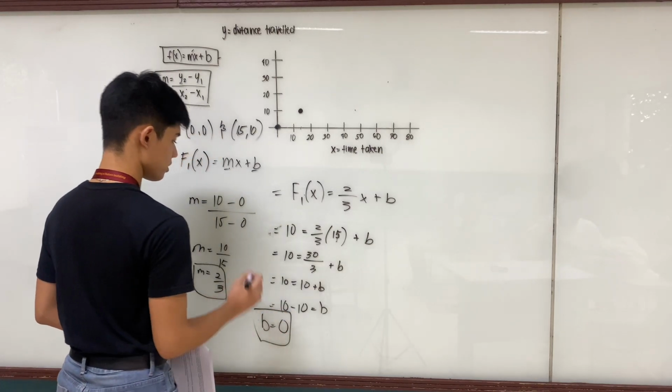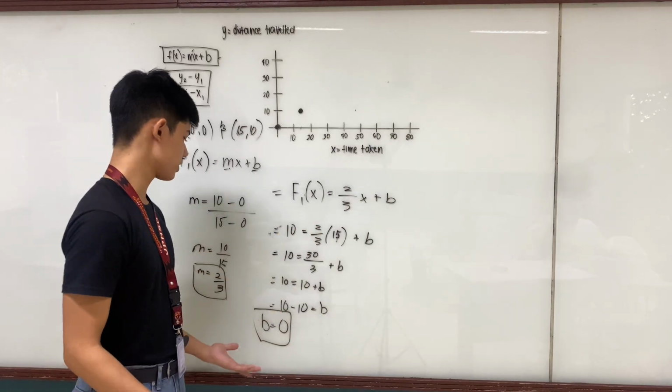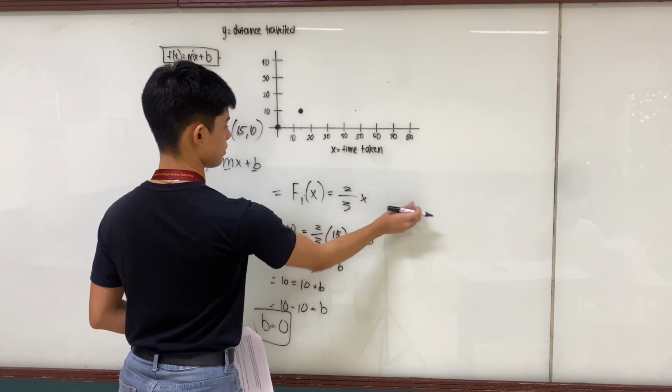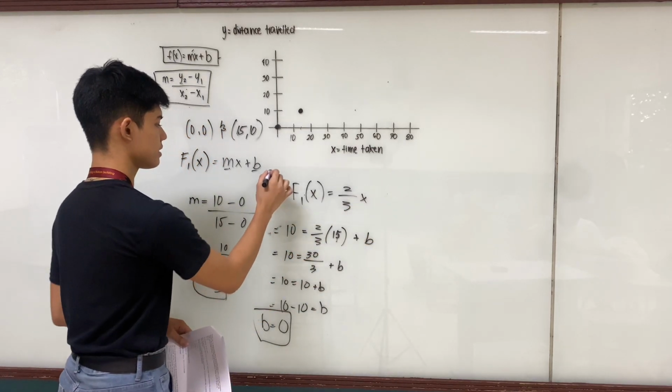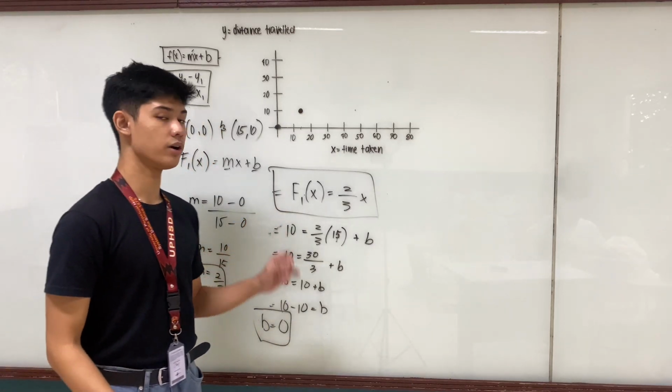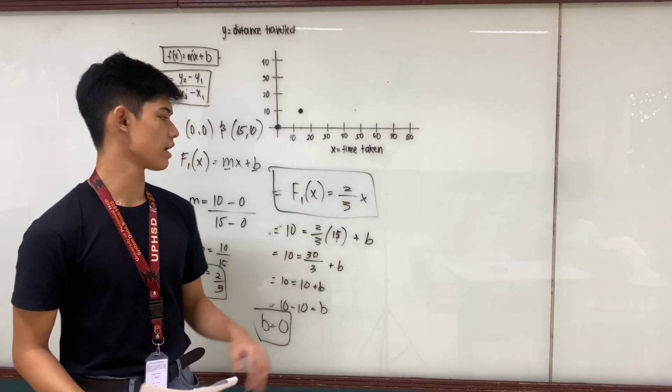So if we put the value of b here, it's going to be 0, so we're just going to disregard it. So this is our first piecewise function: f sub 1 of x is equal to 2/3 times x.